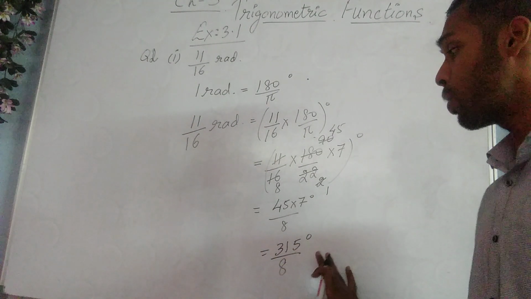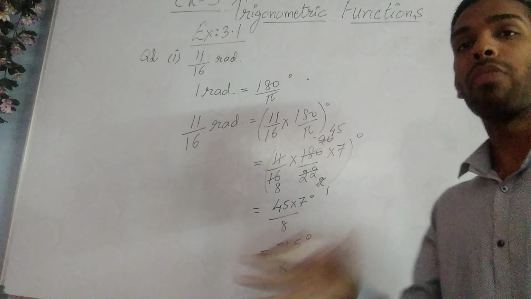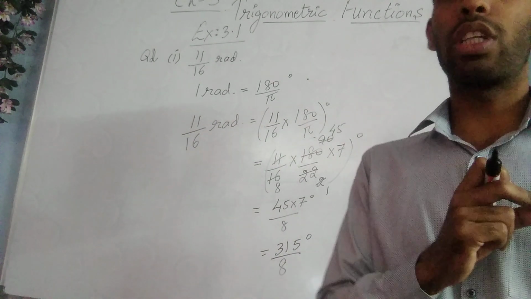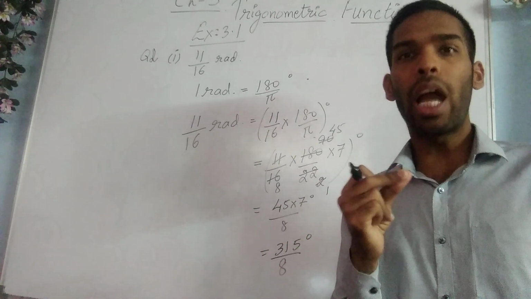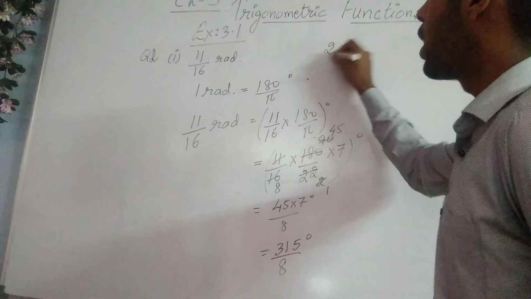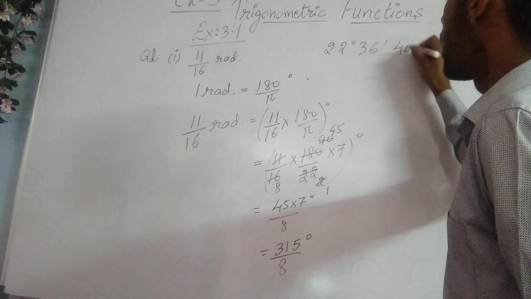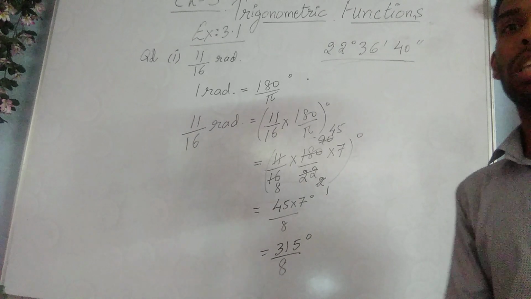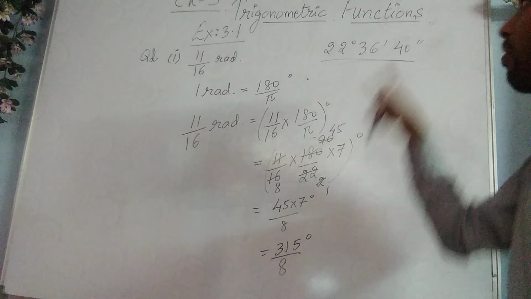Students, but you should not leave your answer in this fraction. You have to convert this whole measure into degree. Before that, I would like to give you one brief explanation that you might have studied in your geography in 9th standard, the latitude and longitude of Earth, like that. Some measures you may have seen like this: 22 degree, 36 minutes, and 40 seconds. I am just giving an example, this type of measures you may have seen in your geography, that 22 degree, 36 minutes and 40 seconds.